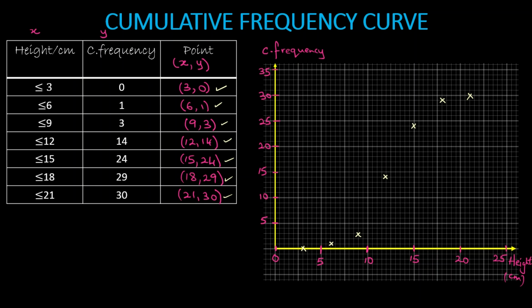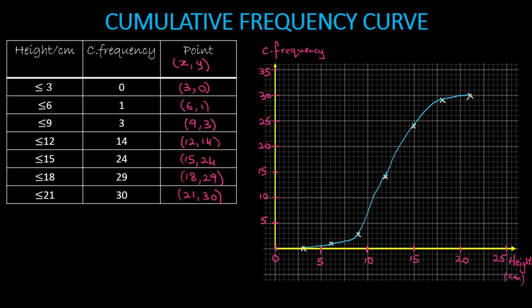All we have to do is to join the points by a smooth curve. So here we are with the CF curve. We have joined all the points by a smooth curve, right? Whenever you draw a CF curve, it has to be an S shape, right? It has to be like this, S. Okay? So now, from the CF curve, how can we find the quartiles? The lower quartile, upper quartile, the median, and the interquartile range.